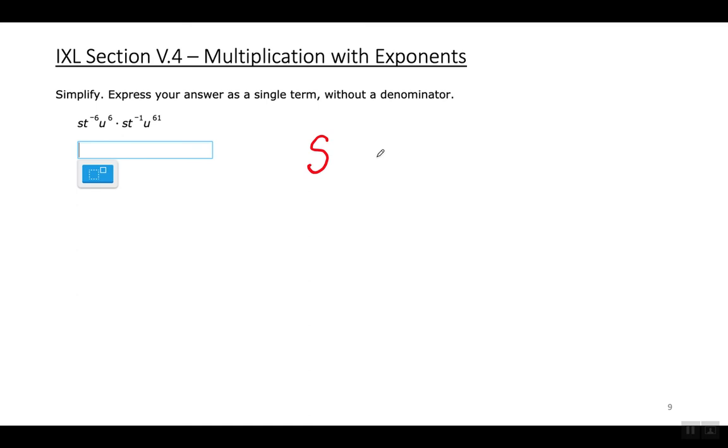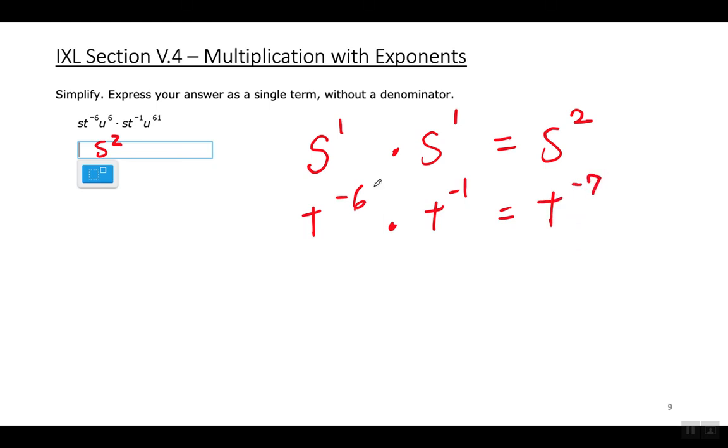All right, here if I multiply the s's, I get s to the 1st power times s to the 1st power, so that equals s to the 2nd power. T to the negative 6 power times t to the negative 1 power. Add the exponents and you get t to the negative 7 power. And u to the 6th power times u to the 61st power equals u to the 67 power.